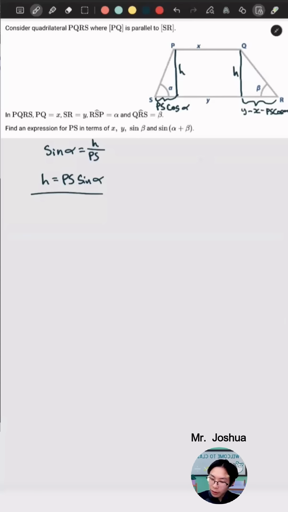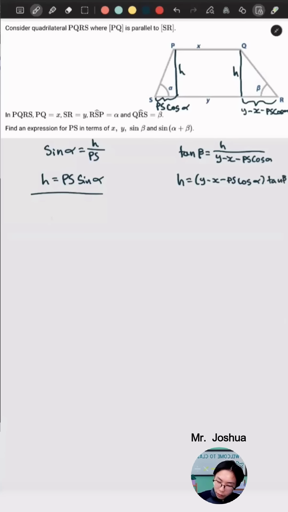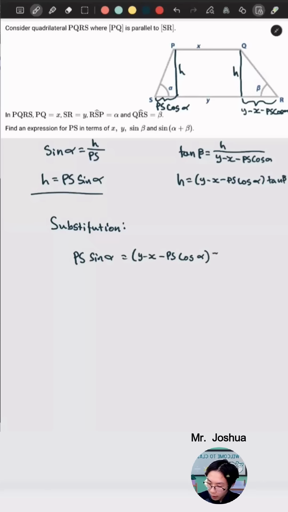Okay. Here we can use our tangent. Tan beta is equal to the opposite over adjacent, which is H over Y minus X minus PS cos alpha. So let's find our formula for H. H equals Y minus X minus PS cos alpha, all multiplied by tan beta. Now we can use substitution since we have two formulas for H. We can make PS sine alpha equal to Y minus X minus PS cos alpha, multiplied by tan beta.